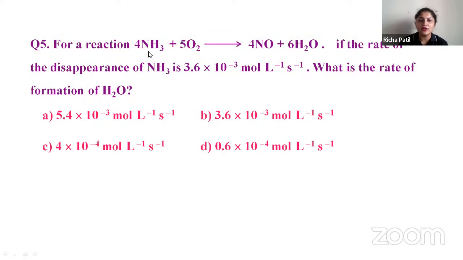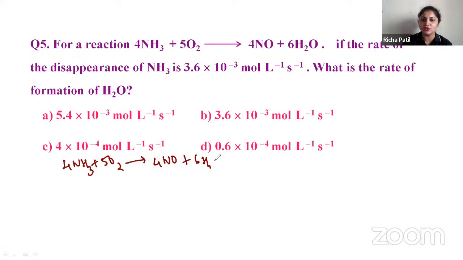For a reaction, 4NH3 plus 5O2 giving you 4NO plus 6H2O, if the rate of disappearance of NH3 is 3.6 times 10 raised to minus 3 mole per liter per second, what is the rate of formation of H2O? So write the rate first. So what is the reaction? 4NH3 plus 5O2 giving you 4NO plus 6H2O. Try to solve this.